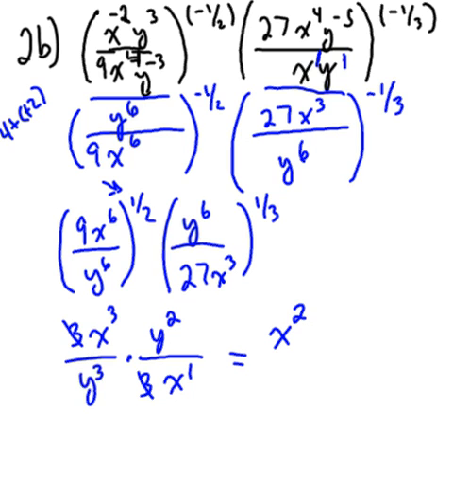For the y's, 3 y's in the denominator, 2 in the top, so you're going to subtract. 3 minus 2 is just y to the first, or y. So the answer to this question is x squared over y. That's a simplified version of that expression.